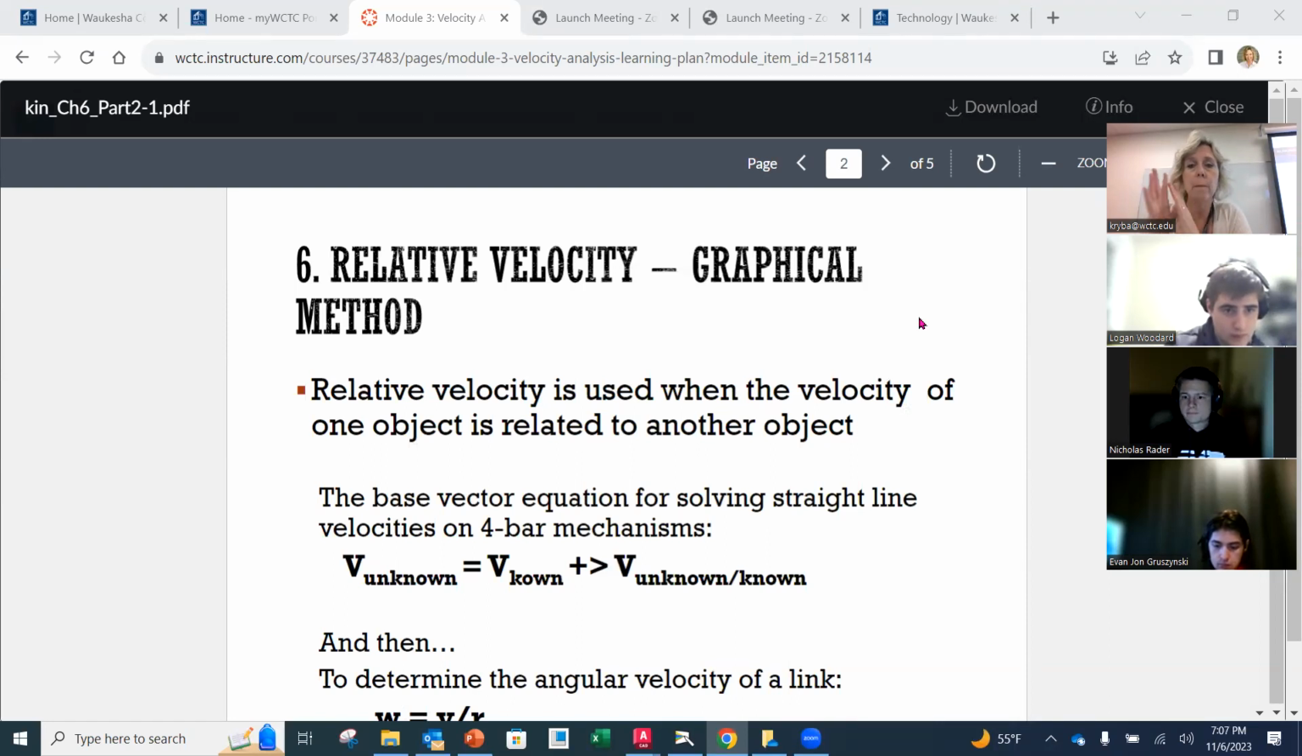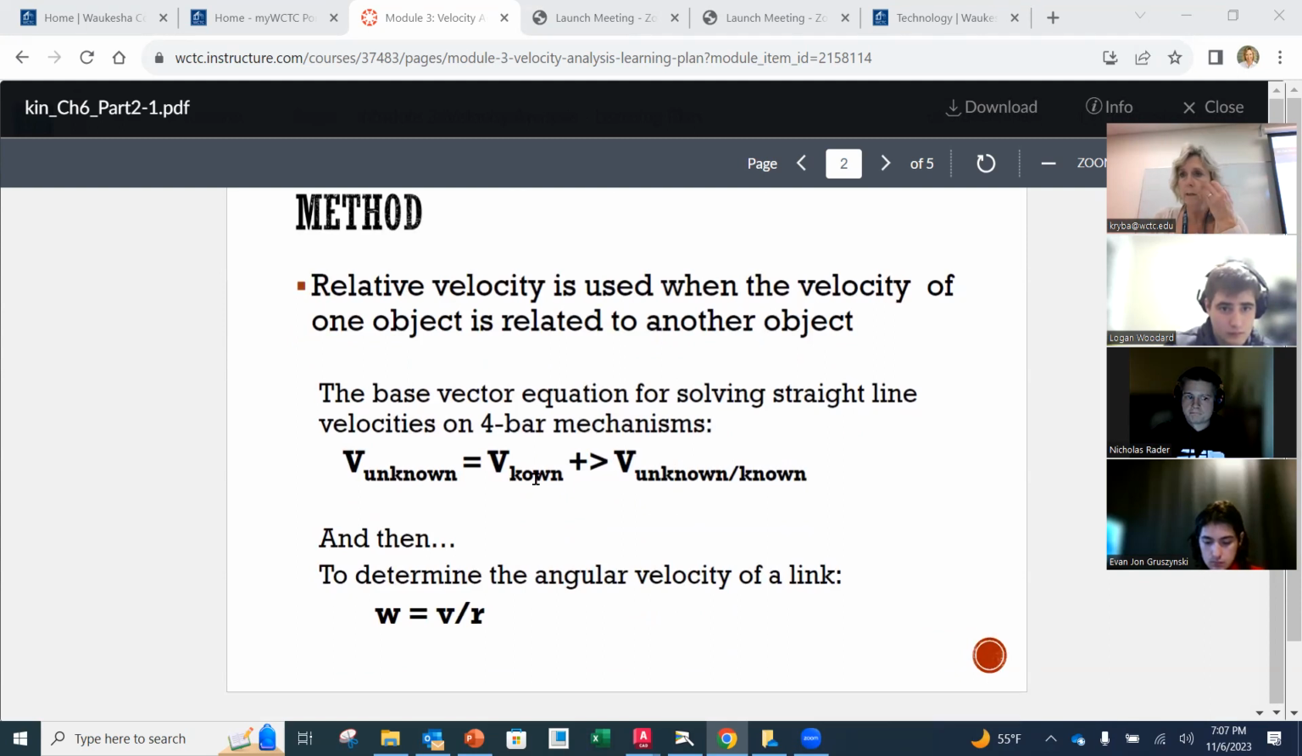So the base equation that we're going to be looking at is this equation down here. In its very generic form, okay, we'll relate it to the diagrams that we have, but we're looking for, for instance, the velocity of something that is unknown. Like we need to find this straight line velocity is going to be equal to the velocity of something that's known, meaning magnitude and direction. We know everything about it, plus, vectorially, the unknown velocity relative to the known. Okay, so this doesn't mean a whole lot to us, but when we look at it in terms of a 4-bar mechanism, we'll put some letters and things in there and it'll start to come together.